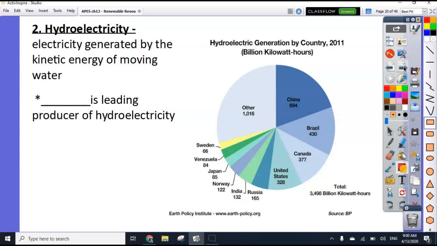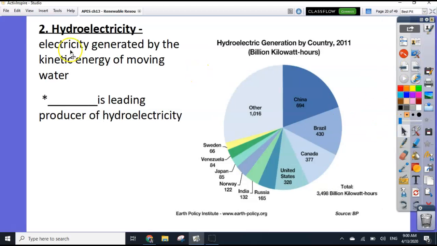So now we're going to talk about hydroelectricity. Hydro meaning water. So electricity generated by moving water. And don't worry about this kinetic energy thing. Ignore that. You don't really need to know the types of energy for the AP exam. So it's just generated by moving water.